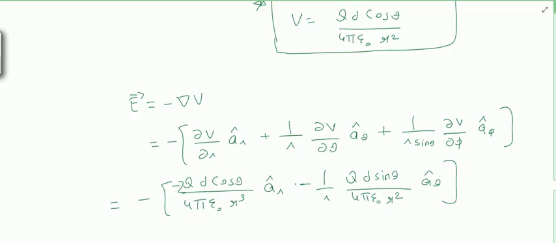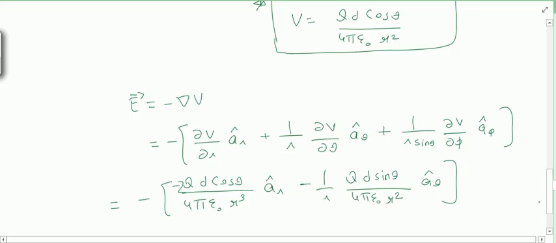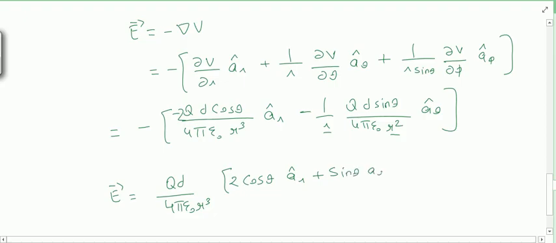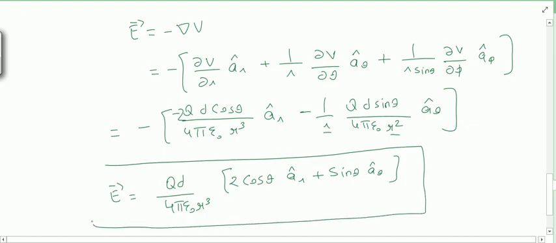Now if we simplify, here minus is there, so I can take this minus common and cancel with the minus. So E electric field will be, I can take a few things common, like q d by 4 pi epsilon naught r cube, and here r and r square will make r cube, and the remaining thing will be 2 cos theta a r cap plus sin theta a theta cap. This will be the value of electric field at a certain point due to a dipole.